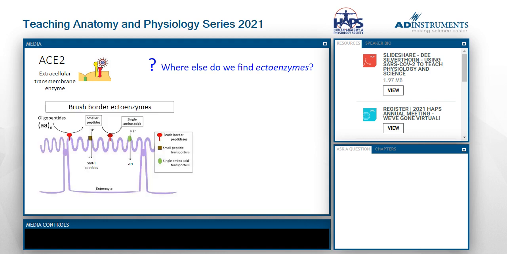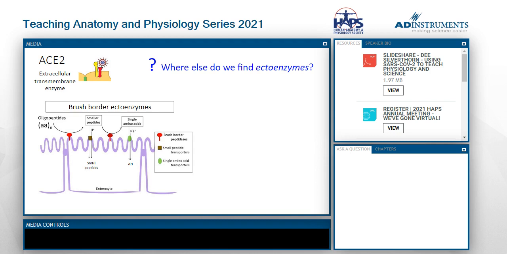And I think probably the most common place is we talk about them as the brush border of the small intestine. So this is a picture of an enterocyte. I chose to draw the brush border ectoenzymes that are used for peptide digestion, but there are also some for carbohydrate digestion. And essentially, you've got small peptides coming into the intestine.